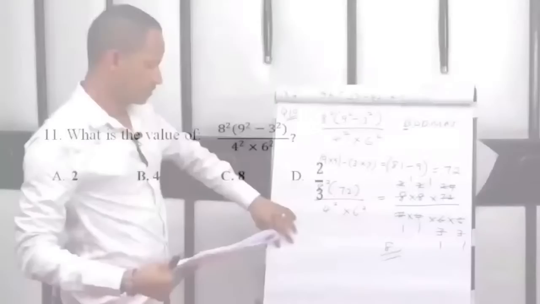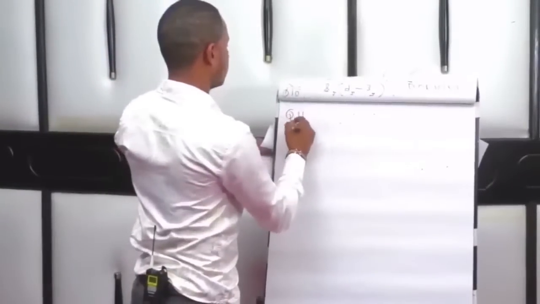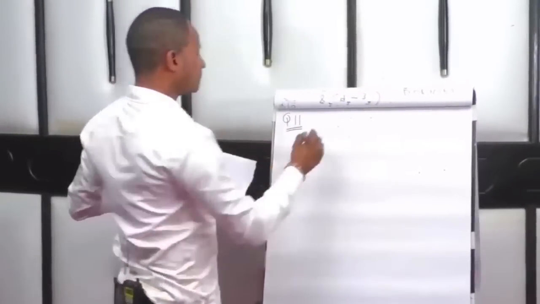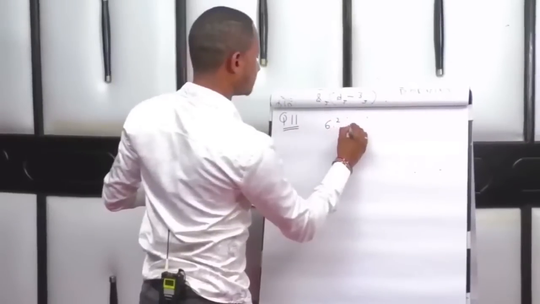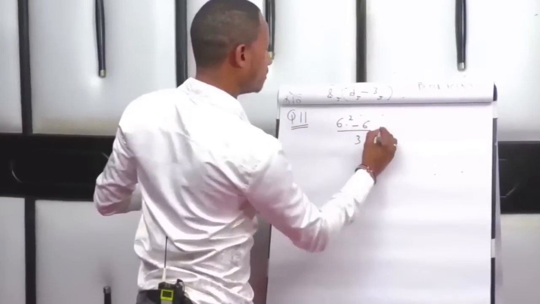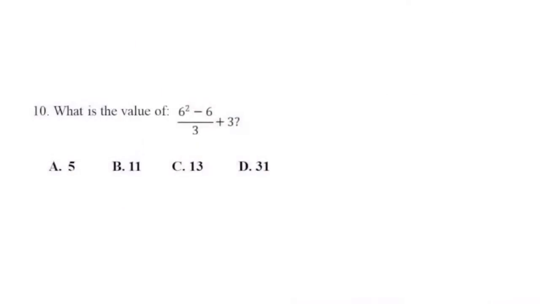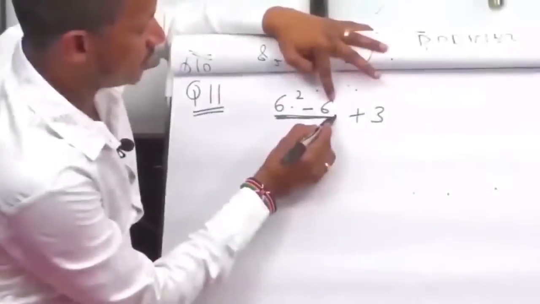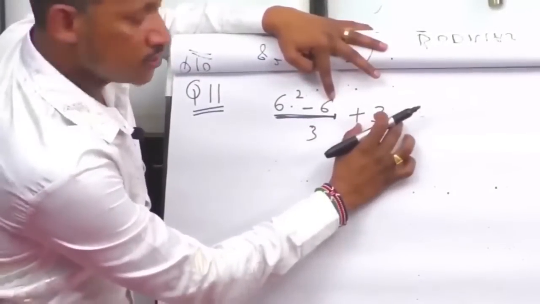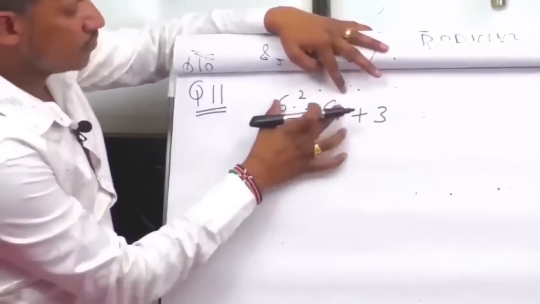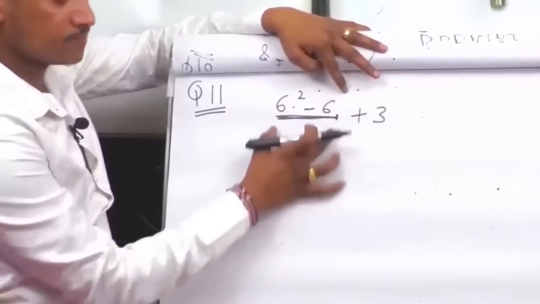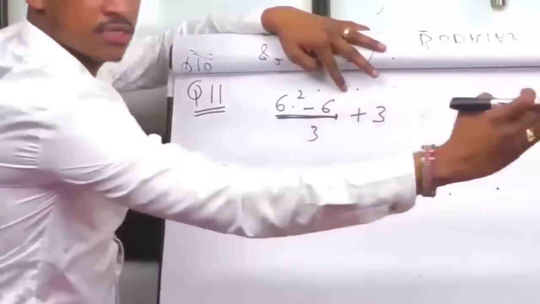Question number 11. What is the value of 6 squared minus 6 divided by 3 plus 3? So class, be very, very careful. When you look at this question, look at where this division sign reaches. It's not covering the 3. It's only covering up to this point. Then the plus 3 is outside. So you are required to solve what is here first, then you add it to 3 because the 3 is left outside.